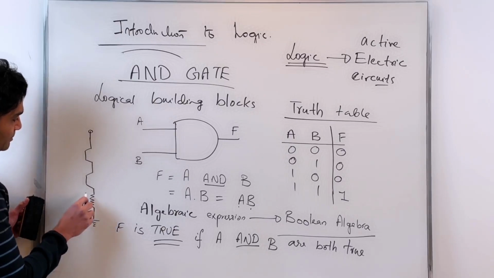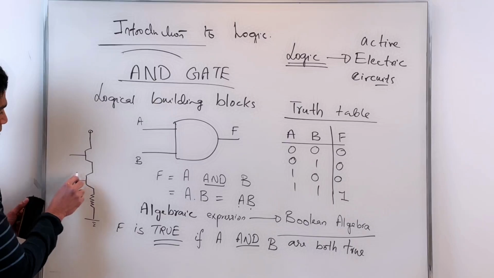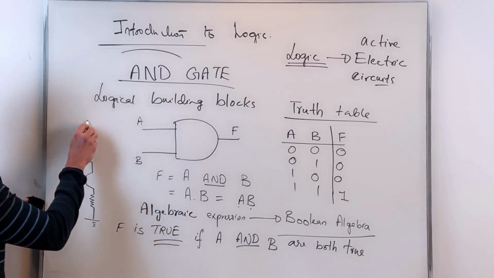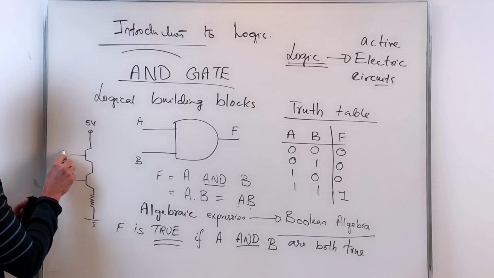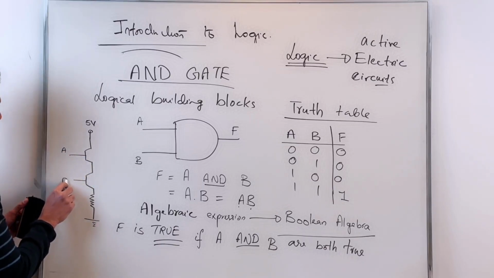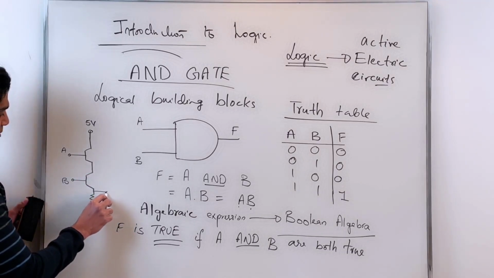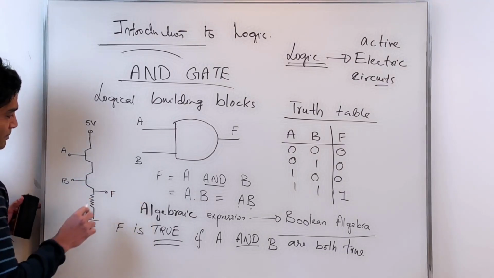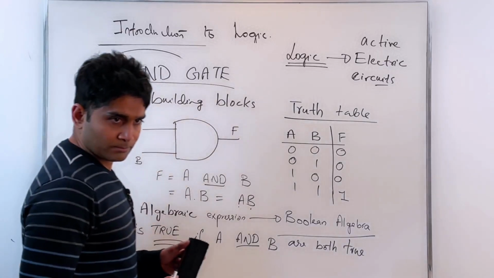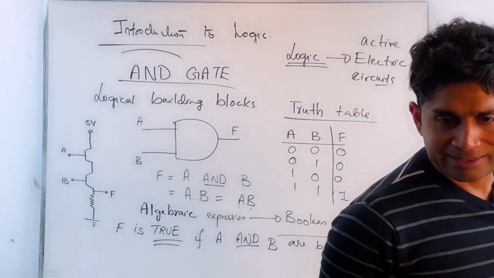That's your resistor. You have 2 transistors. That's your, let's say, 5 volts. Let me call this A, call this B. And that's my output F. So this is how I would construct an AND gate.